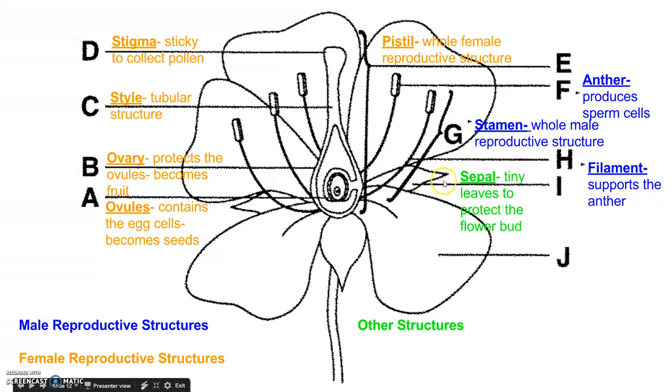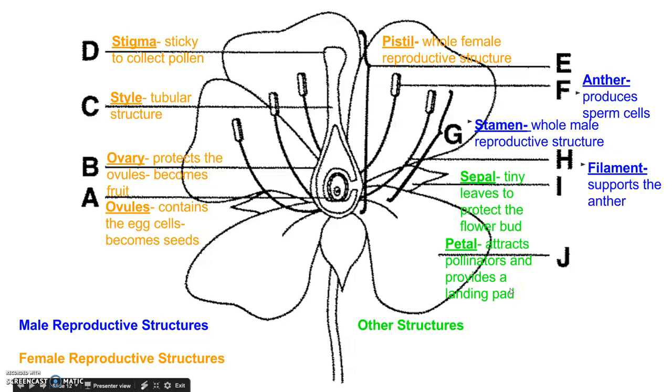And the first structure that we're going to talk about is this sepal right here. Those are tiny leaves to protect the flower bud. If you've noticed a rose before it blooms, it has those little green leaves around it, and then those open up and then the flower comes out. Okay, so those are called the sepal.